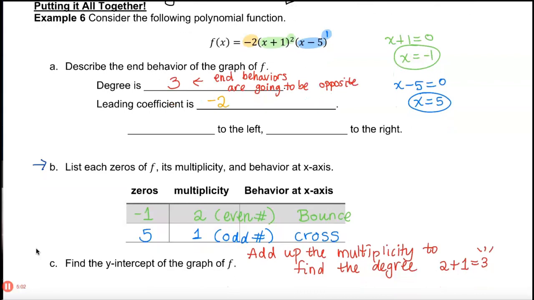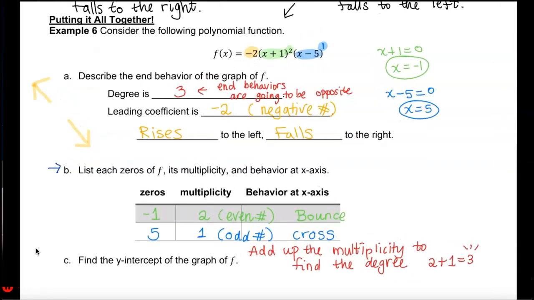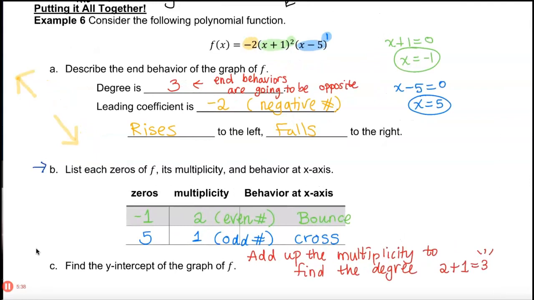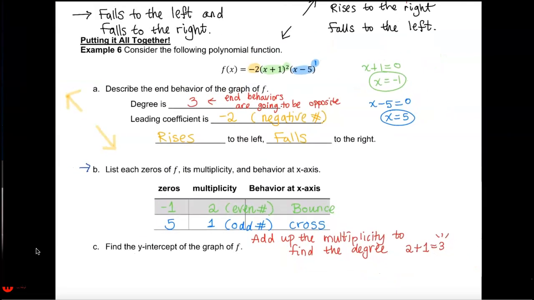The leading coefficient is negative 2. And because this is a negative number, the general pattern will be going down from left to right. So we're looking at something like this. Because the leading coefficient is negative, this graph rises to the left and falls to the right. These are all based on the leading coefficient test that we talked about during our class meeting. Looking good. Now let's go find some intercepts so that we can plot them.